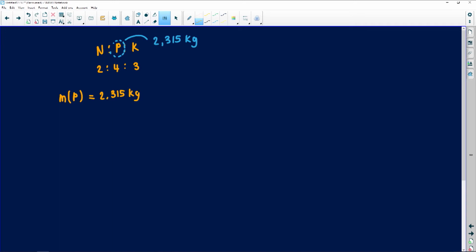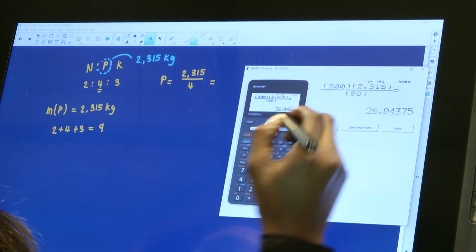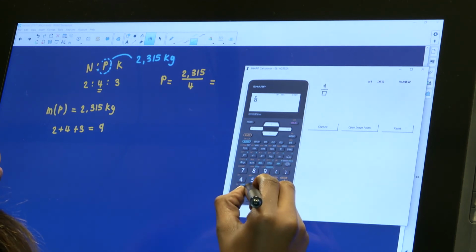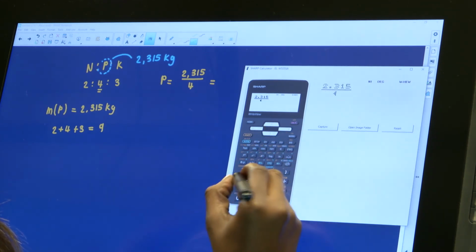Again, I'm going to add all the ratios. You're going to see how all of this is going to come into play. I'm going to say 2 plus 4 plus 3, and then I get 9. This part is mostly crucial in all the ones. So therefore, I'm just going to work here. I can say phosphorus is then equal to, remember, this is what I was given, 2,315 all over 4. And this 4 is the ratio that I got there. And I can therefore find an answer. So now I want you to look carefully here. Let me just get the answer first, and then it'll make it a little bit easier for us. I've got 2.315, and that is all over 4.